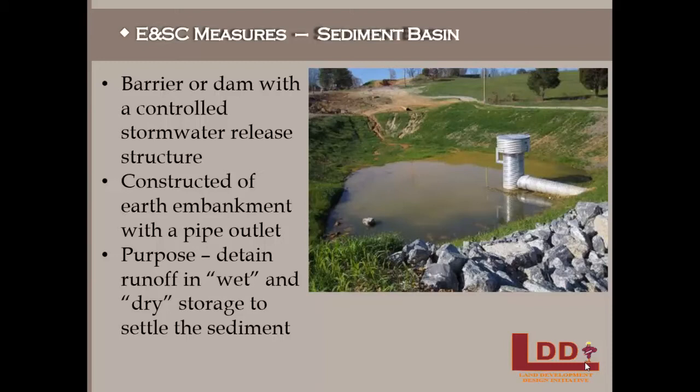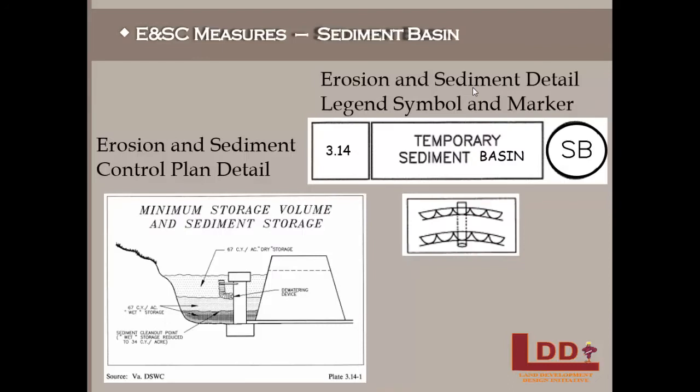Really, the main difference here is sediment basins are often bigger and utilize stormwater pipes to control the outflow. These pipes are designed to safely pass the 25-year return frequency storm and serve drainage areas of greater than 3 acres. Again, here's the sediment control plan details, symbols, and markers.